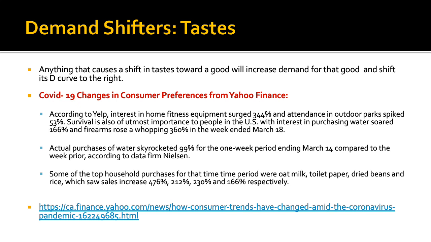So a shift in demand would look something like this. You'd have your price on your y-axis, quantity on your x-axis. You have your downward sloping demand curve, D1, and you have your new demand curve that shifted outward, or increased, at D2.